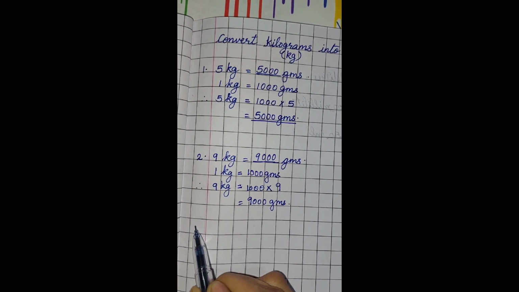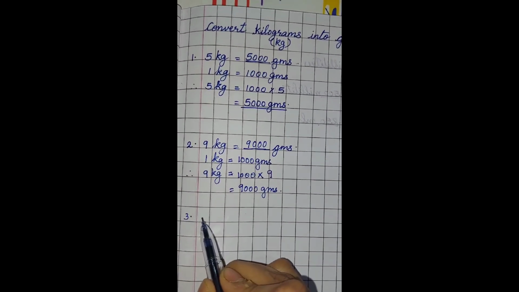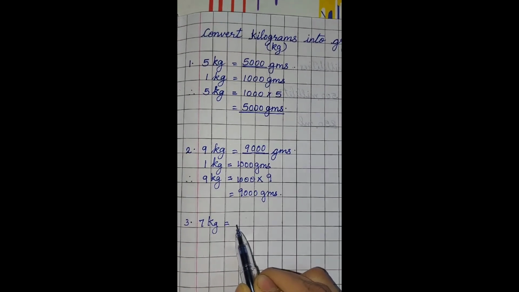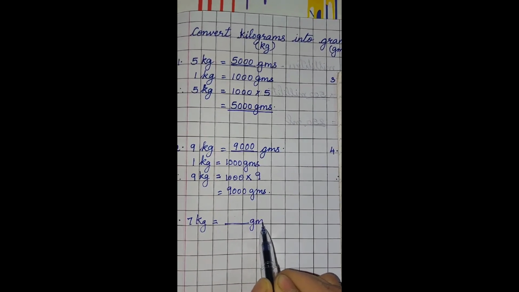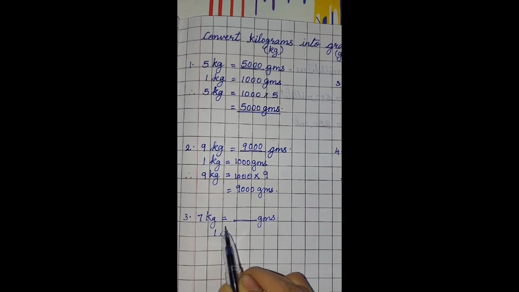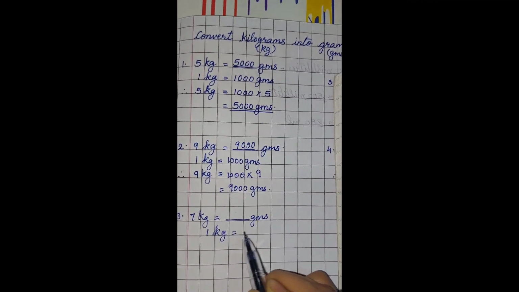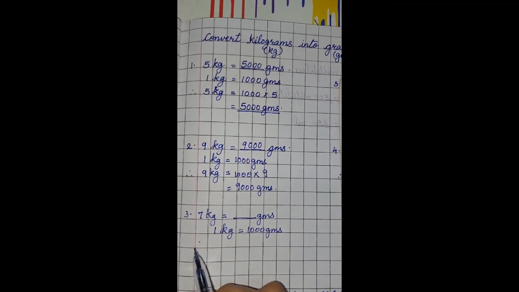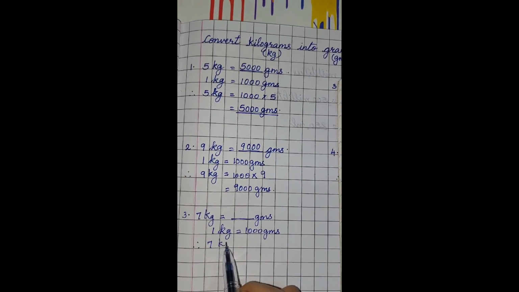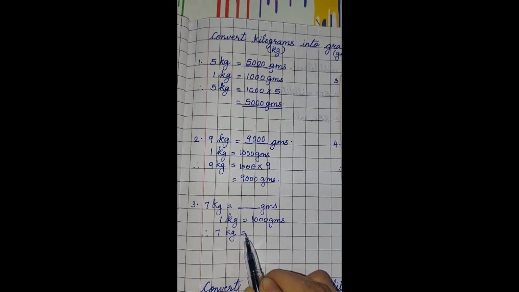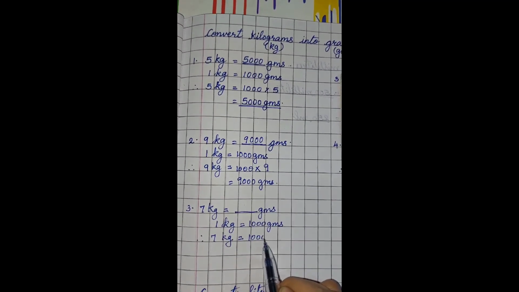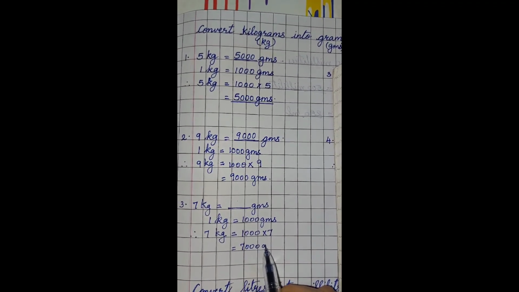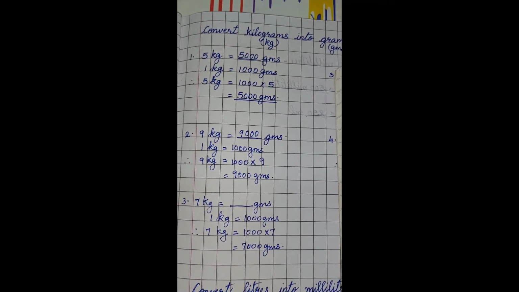I will solve one sum for you. 7 kg is equal to dash grams. Now we know that 1 kg is equal to 1000 grams. Therefore, 7 kg will be equal to 1000 multiplied by 7, that is 7000 grams.